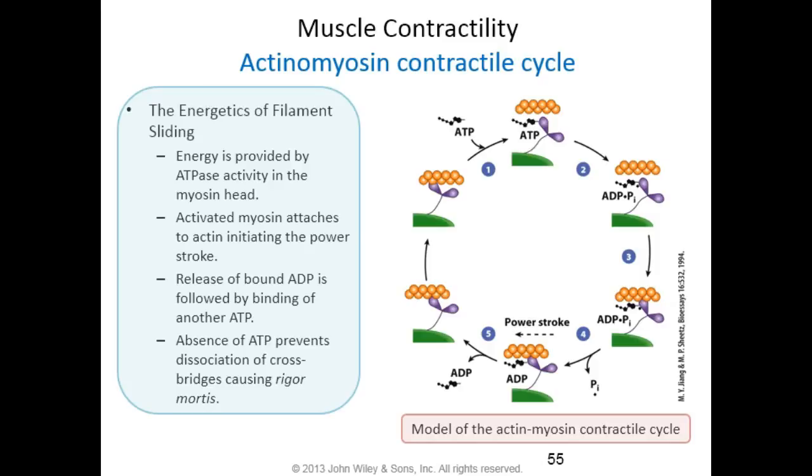Energetics of actin-myosin interactions work like this. First, the energy gets provided by ATPase activity in the myosin head. Activated myosin attaches to the actin, initiating the power stroke, and then the release of ADP is followed by binding of another ATP. Absence of ATP prevents dislocation of cross bridges, causing rigor mortis in dead bodies.